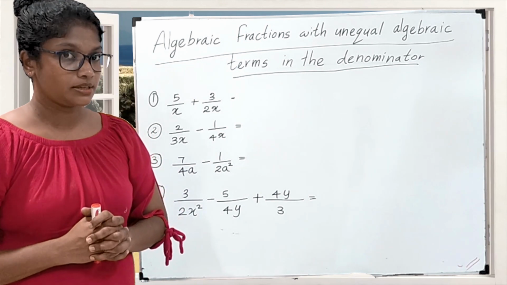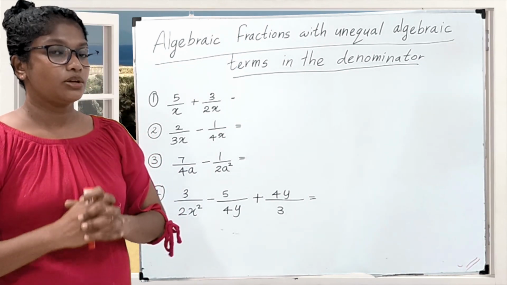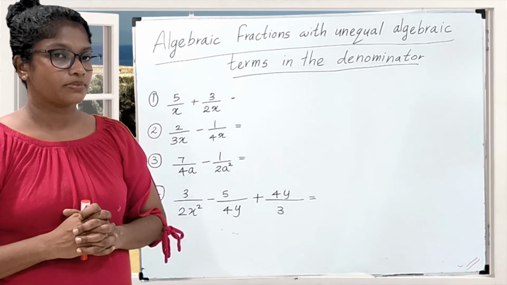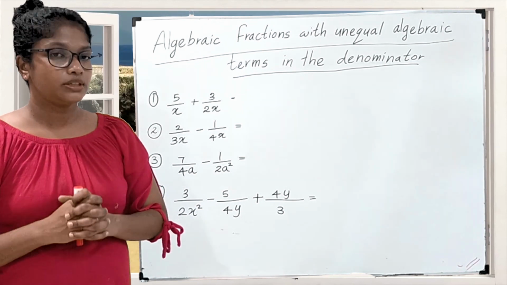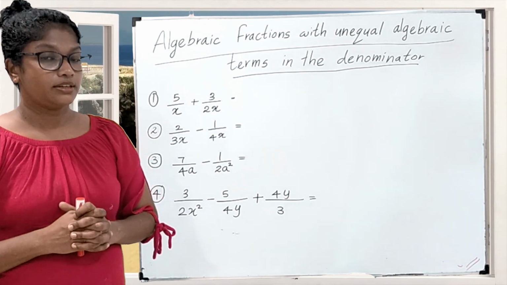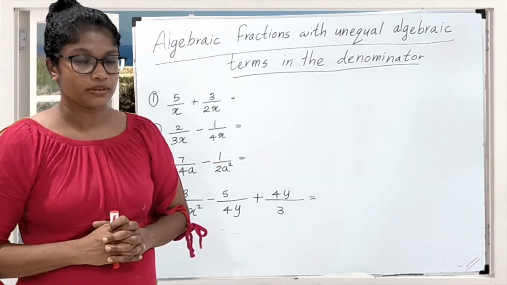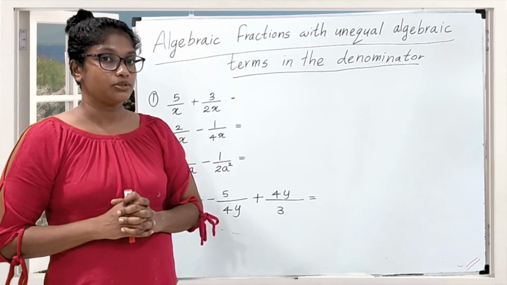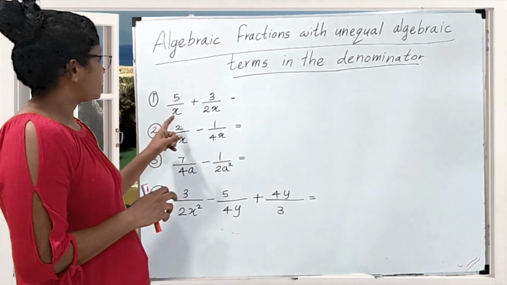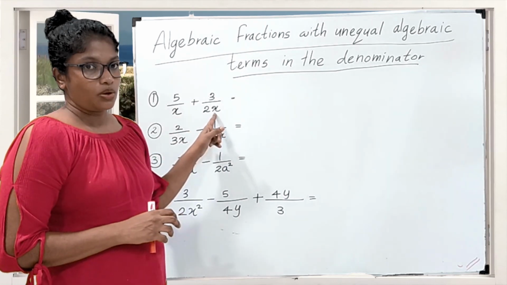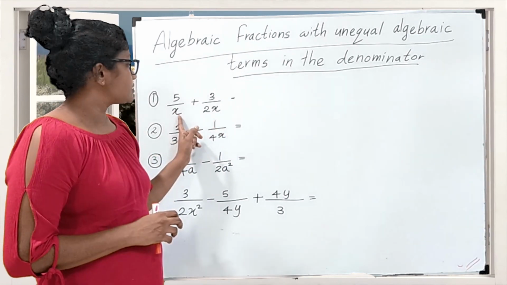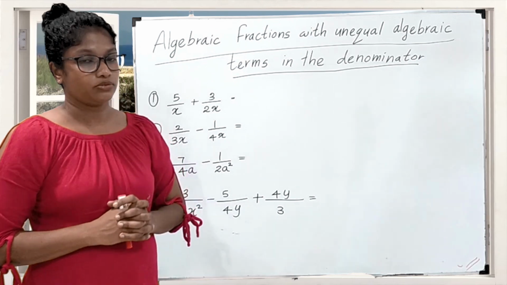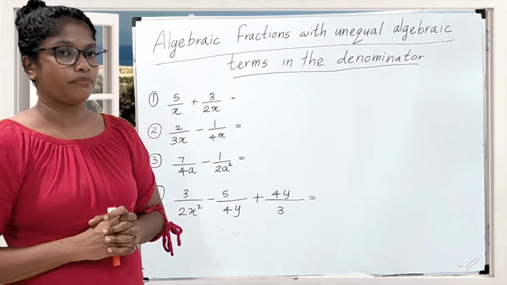Before this, you have to remember your 12th lesson. From that, you learned how to find LCM. Here we need the knowledge of LCM. x and 2x. What is the LCM of x and 2x? Or we have to find the common denominator here.